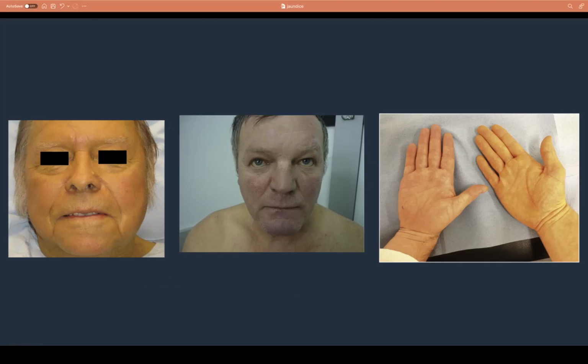So these three pictures illustrate potentially jaundice, but one of them is not jaundice. Do you guys know which one? Well, the first picture, you can see the discoloration of the face and jaundice. The second one is a little bit more mild. It can be seen in the sclera, scleral icterus. And the third one is more involving the palms of the hands.